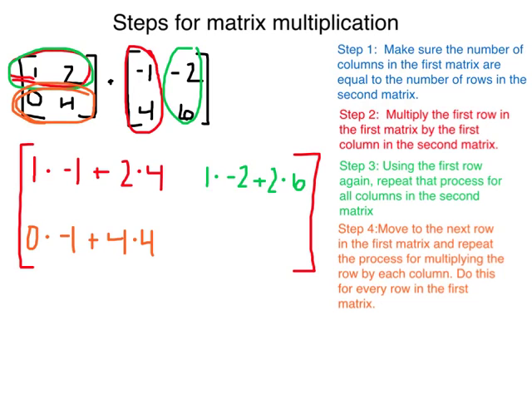Okay. And then I take this bottom row here and I'm going to multiply this next column in my second matrix. So 0 times negative 2 and 4 times 6. What you're doing here is it's like you're foiling. So I take my first row and multiply each column, and my second row and multiply each column. See how that is similar to foiling?